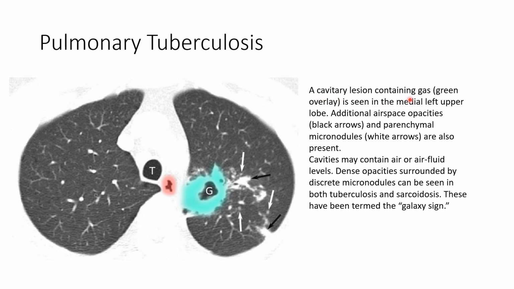A cavitary lesion containing gas (green overlay) is seen in the medial left upper lobe. Additional airspace opacities, black arrows, and parenchymal micronodules (white arrows) are also present. Cavities may contain air or air fluid levels. Dense opacities surrounded by discrete micronodules can be seen in both tuberculosis and sarcoidosis. These have been termed the Gleason sign. G is gas, T is trachea, this is esophagus.